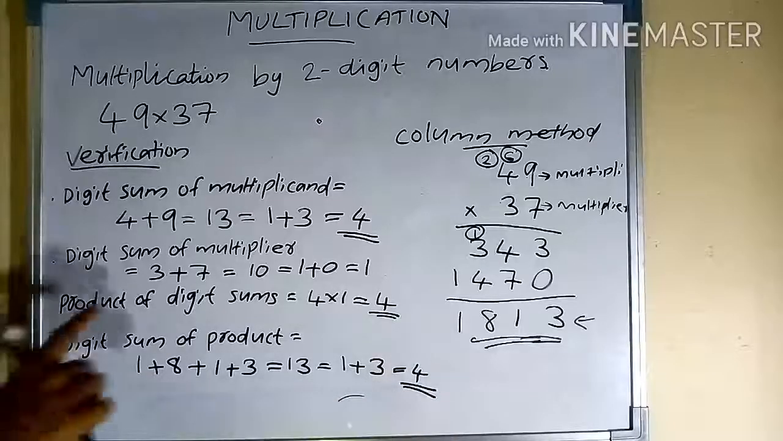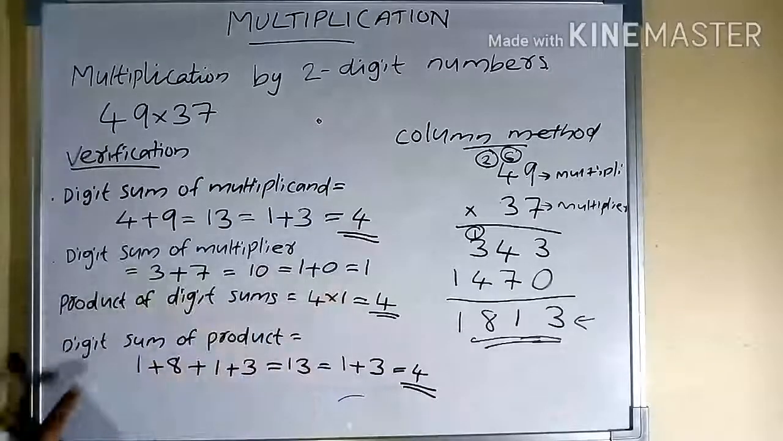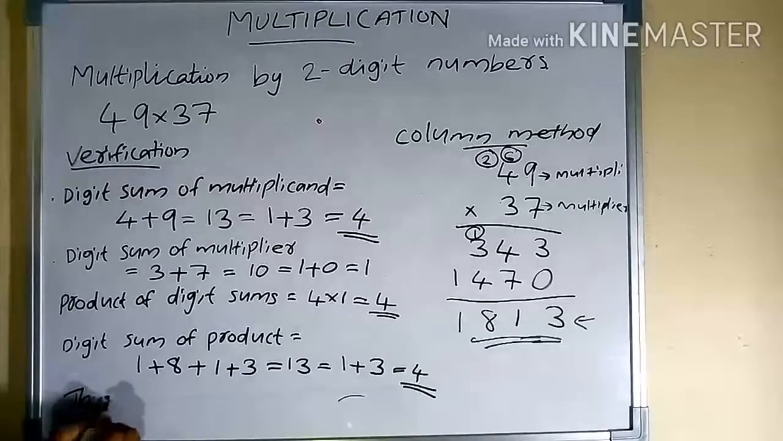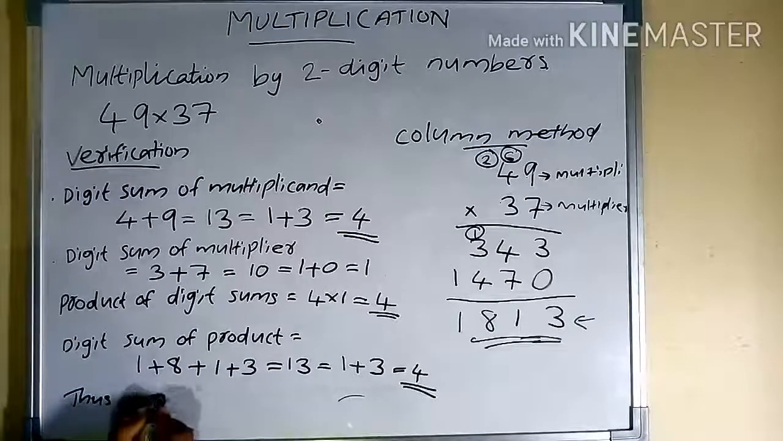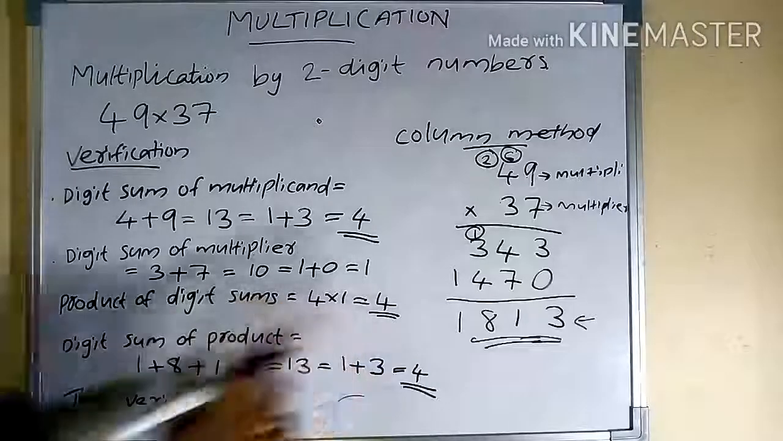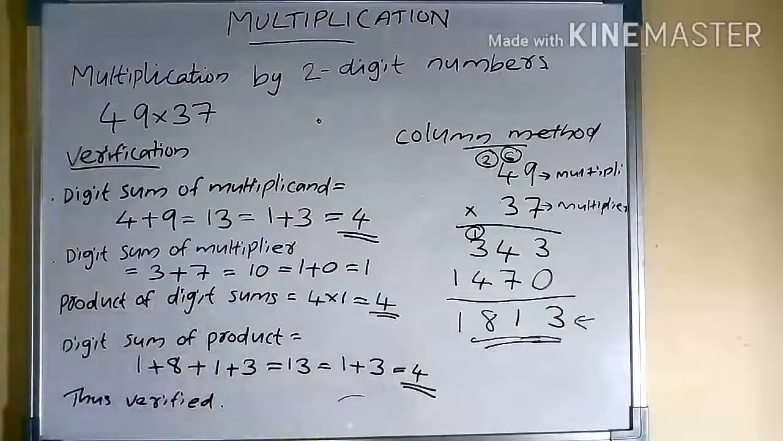That is, product of digit sum is equal to digit sum of product. Okay, same answer, 4 equal to 4. Thus, it is verified. That means, in this question, product of digit sum is equal to digit sum of product. So, this question is verified.